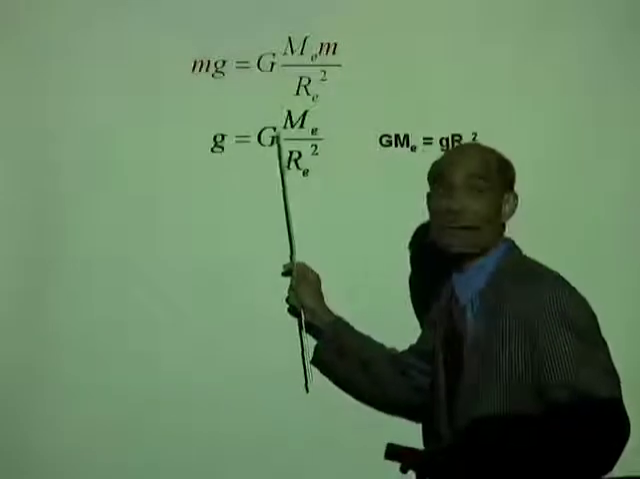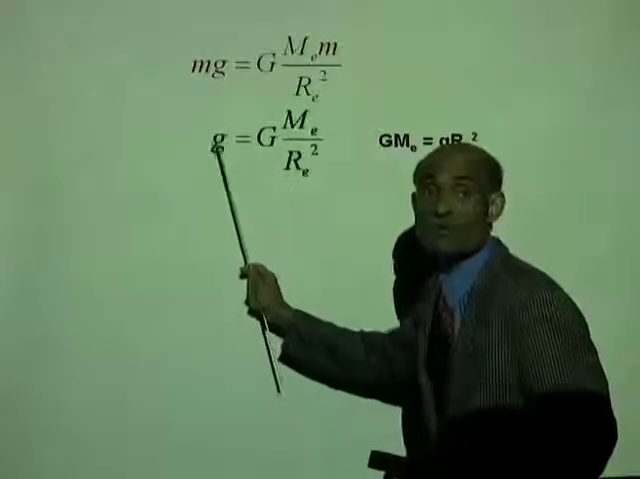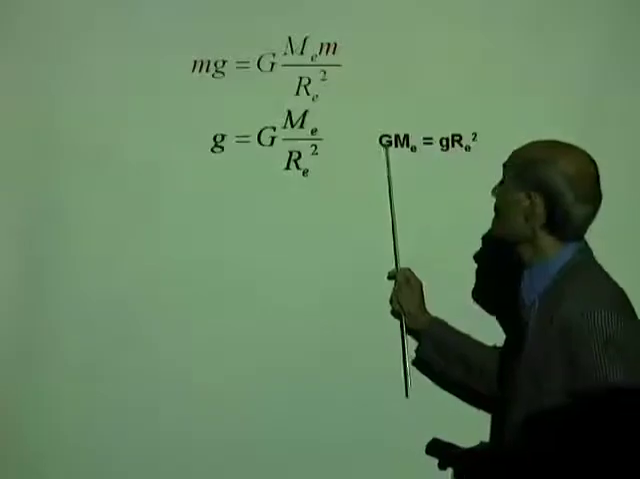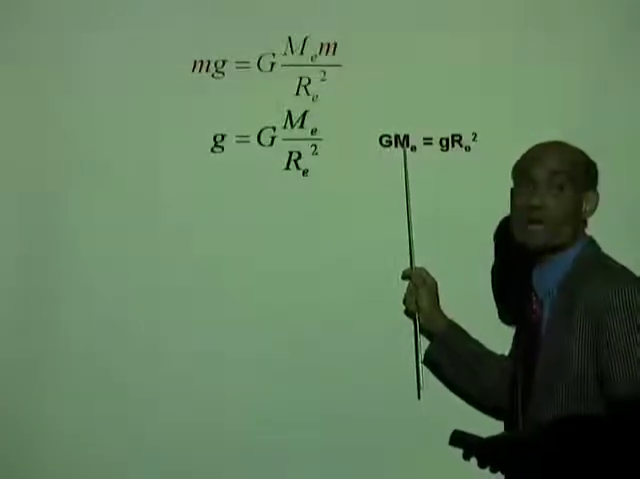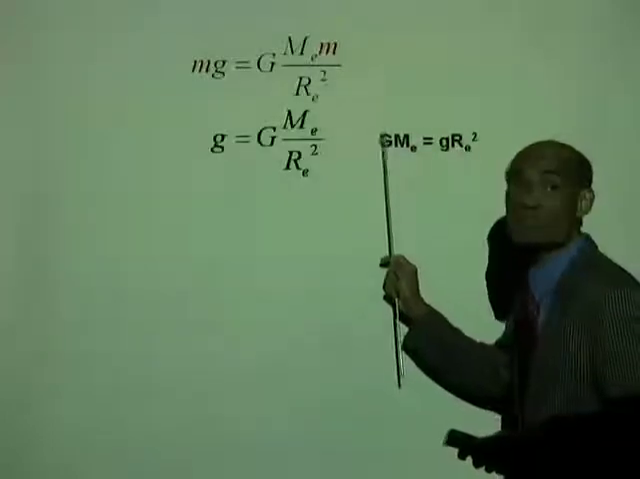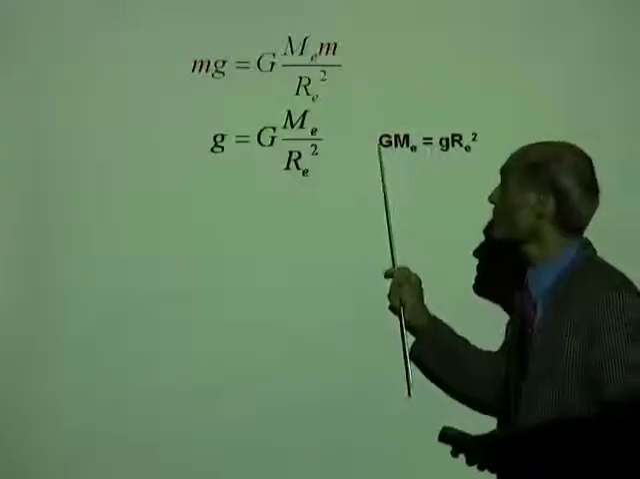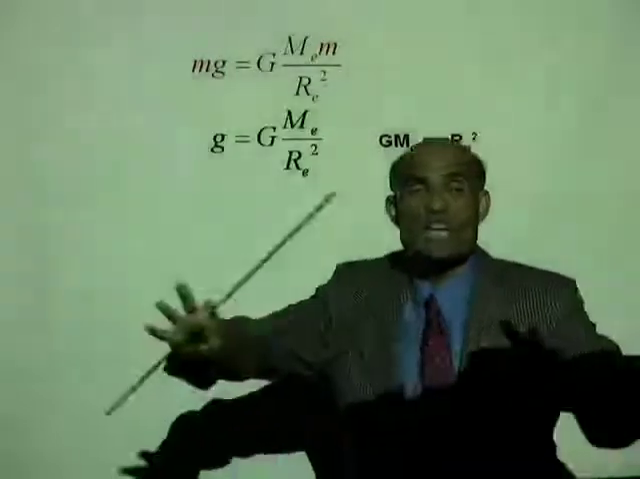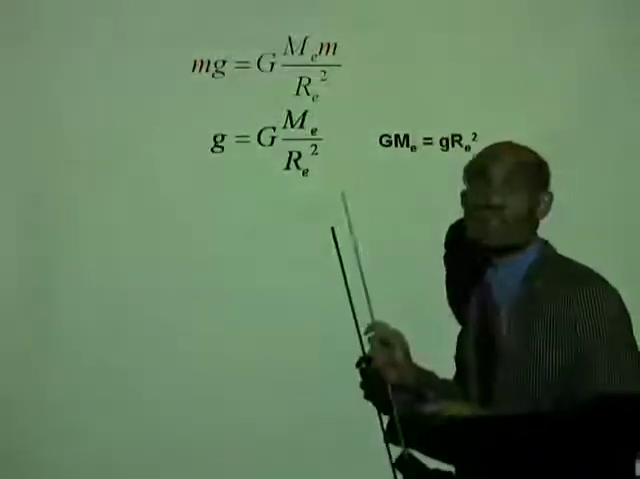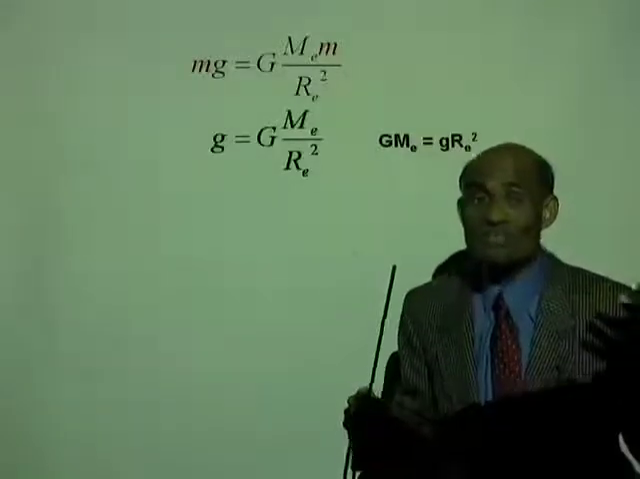Okay, now this can be written, cross multiplying, as g R_E squared equals big G times M_E. Big G times M_E equals g R_E squared. Alright, don't confuse the big G and the small g. The big G is a constant, it doesn't change no matter where you are. But the small g is the acceleration due to gravity, which actually varies.